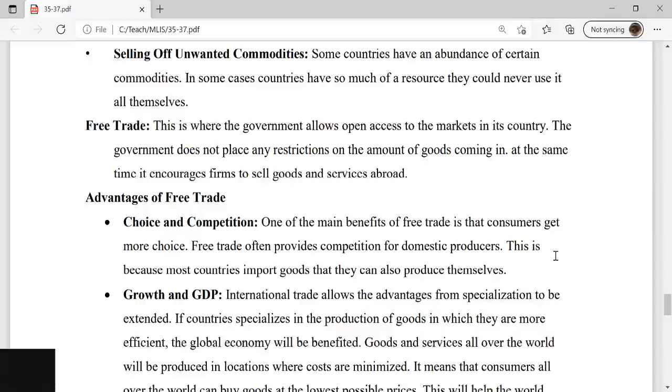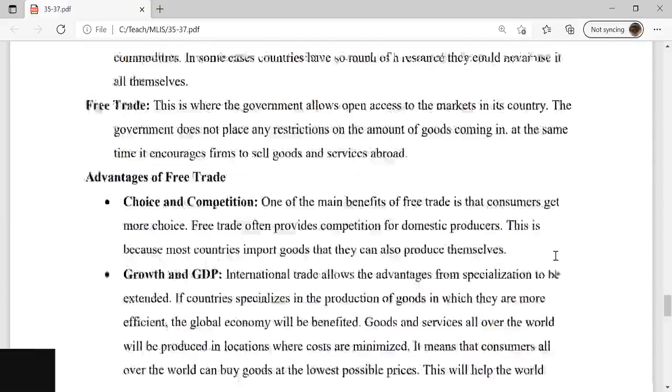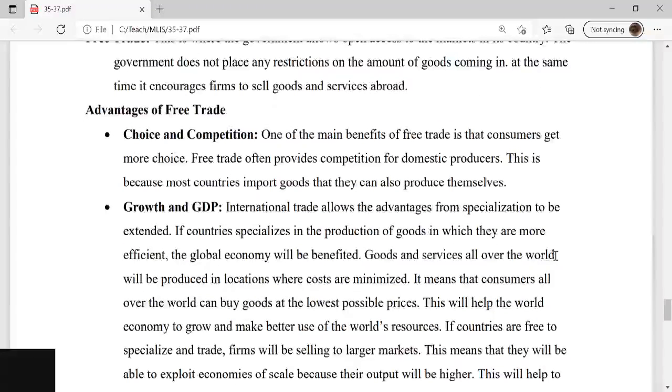Okay, so next we have advantages of free trade. We'll be having more choices and more competition as well. In the previous topic we already discussed that because of international trade, the choice was increasing, right? But because of free trade, it will increase even more, because there are no barriers. That means you can bring anything to your country and sell it.